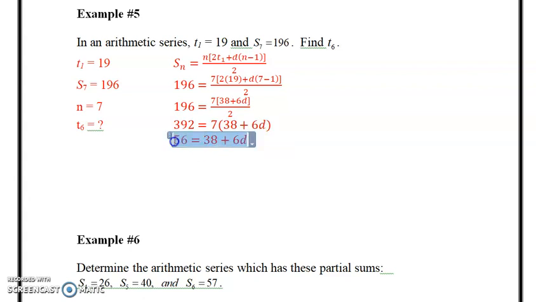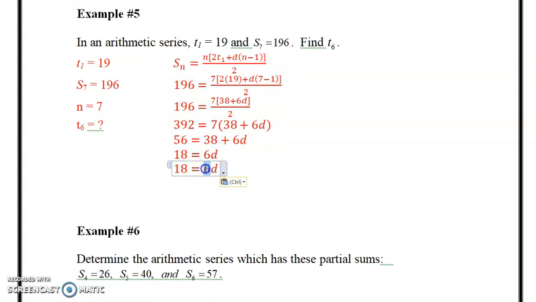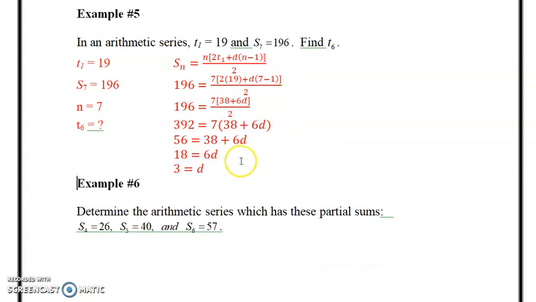And now we will take the 38 and subtract it from both sides. So if we subtract 38, that's gone, leaving us with 6D. And 56 subtract 38 would be 18. Divide both sides by 6. 6 divided by 6 is gone. 18 divided by 6 is 3. So we end up with the final answer: our difference is equal to 3.